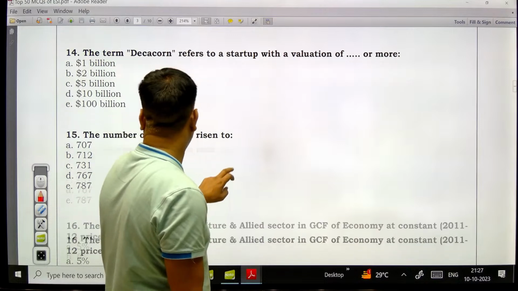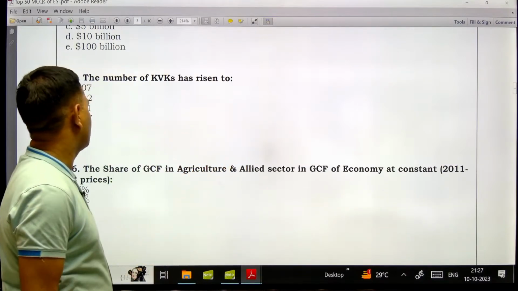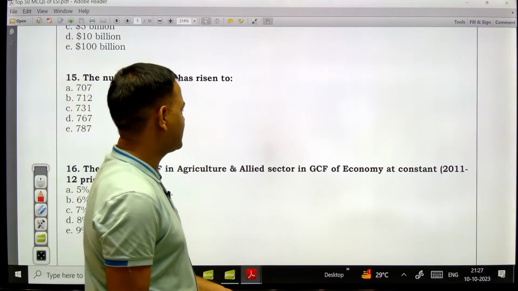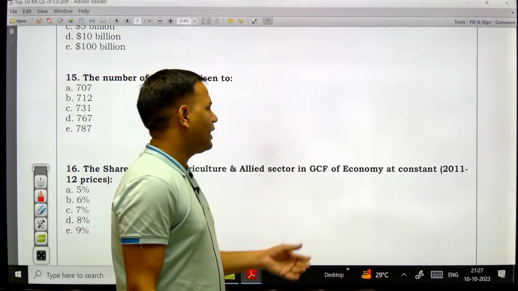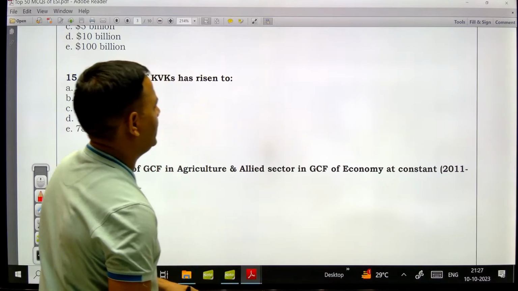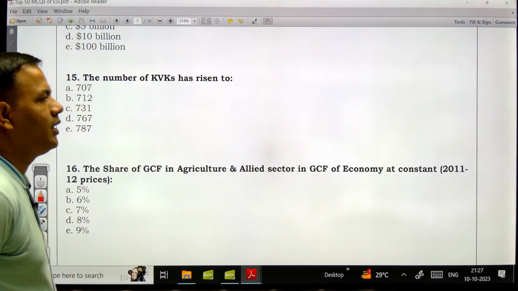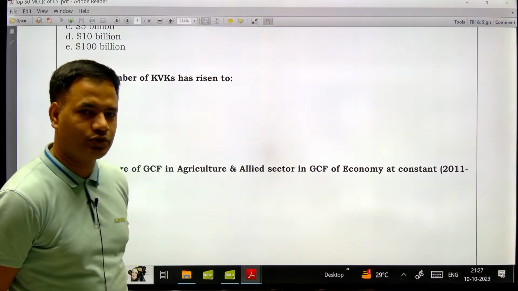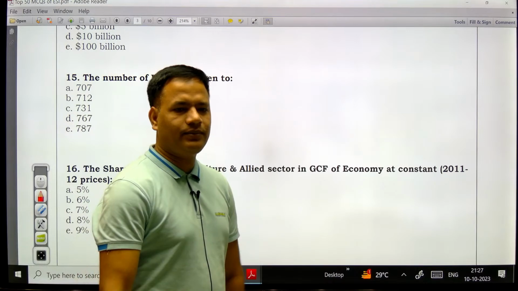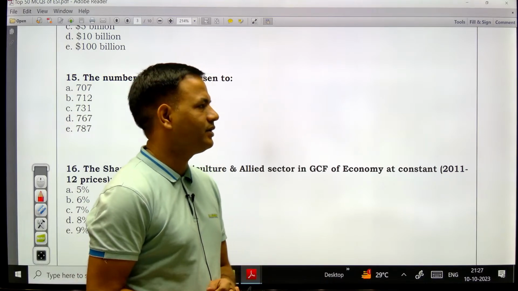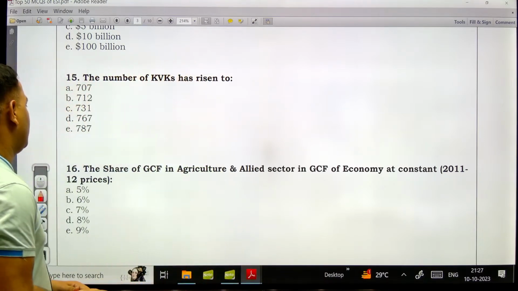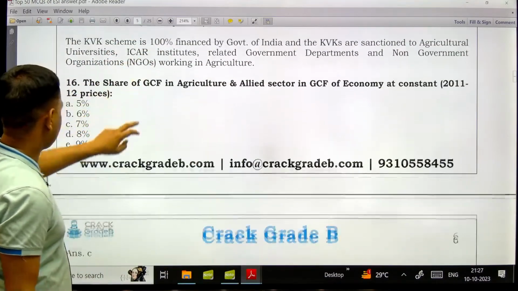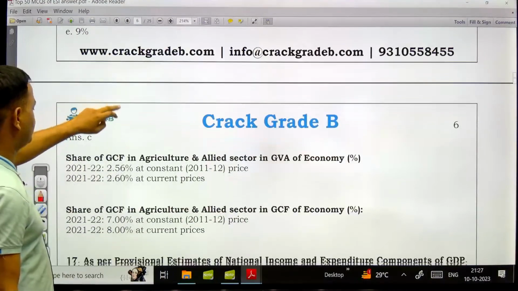One more important question. The share of gross capital formation, GCF, in agriculture and allied sector in the gross capital formation of the economy at constant prices. Last time a question related to gross capital formation of agriculture was asked in NABARD, so the same this year they can ask. So I will show the answer. It is 7%.